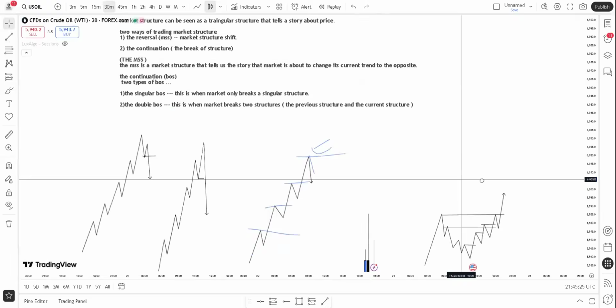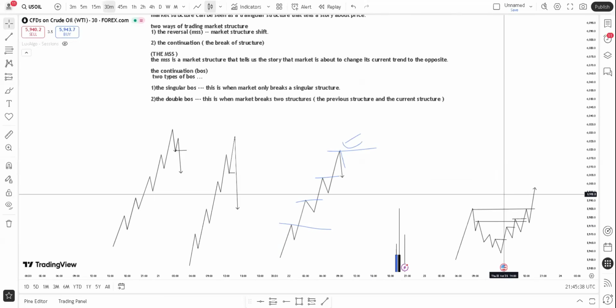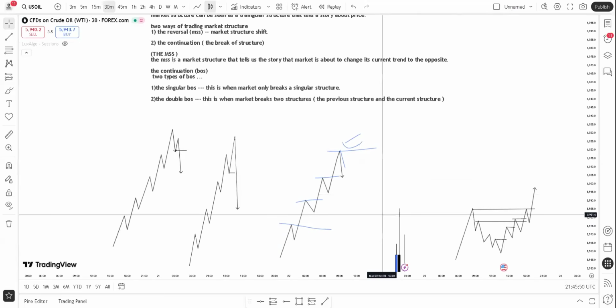Now, once again, you guys read what I explained to you concerning the double break of structure. Now, again, what is the double break of structure, everybody? Double break of structure. This is when the market breaks two structures, the previous structure and the current structure. Very, very beautiful. Do you understand?